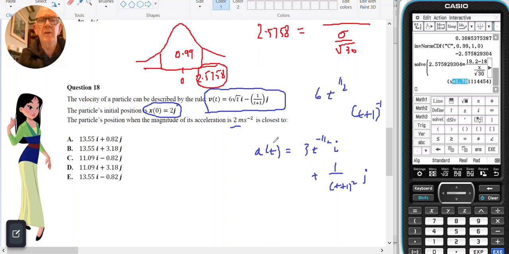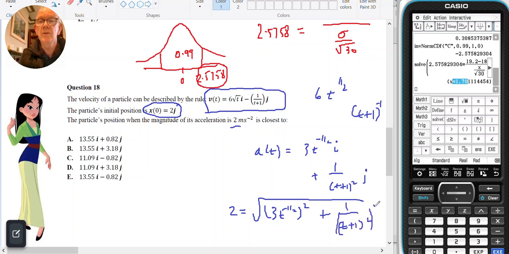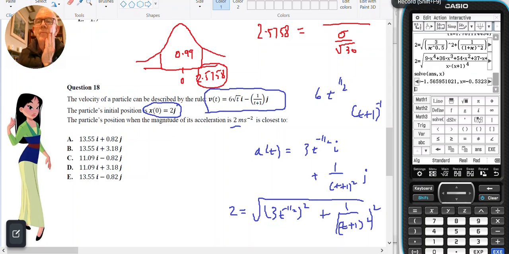And we want the acceleration to equal that. So 2 equals the square root of 3t to the negative a half squared plus 1 on t plus 1 squared. Put that in the calculator to find out what that is. 2 equals that expression. Solve, I'll ignore the 2 negative answers and take 2.2550. So t equals 2.2550. So that's the time that the acceleration is equal to 2.